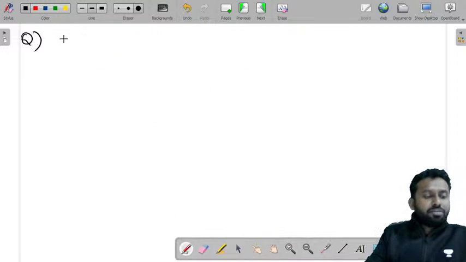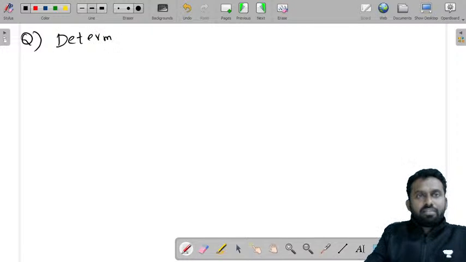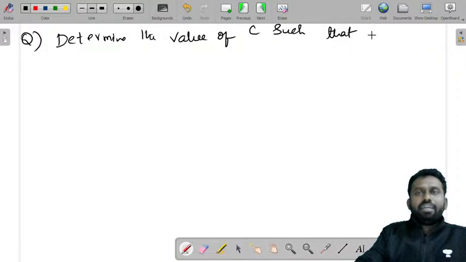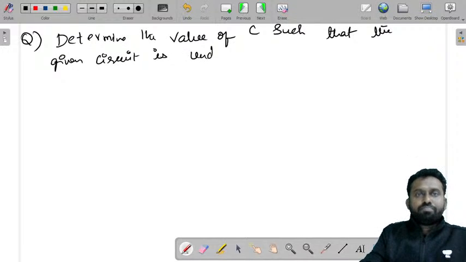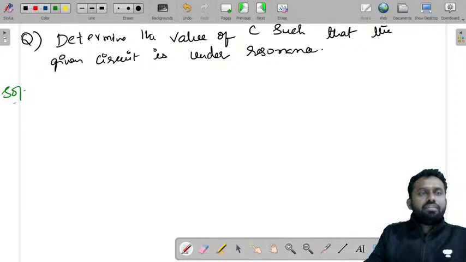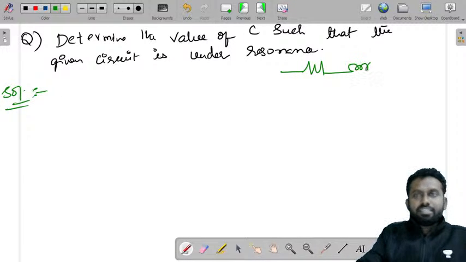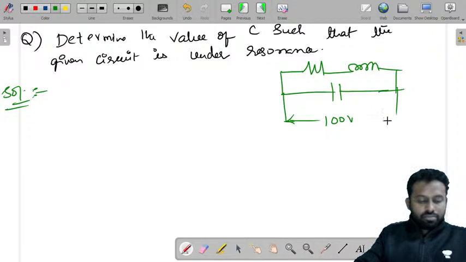For a parallel resonant circuit, determine the value of C such that the given circuit is under resonance. The circuit is given like this. You have a resistance, an inductance, a capacitor, and it is excited by some source of 100 volts.